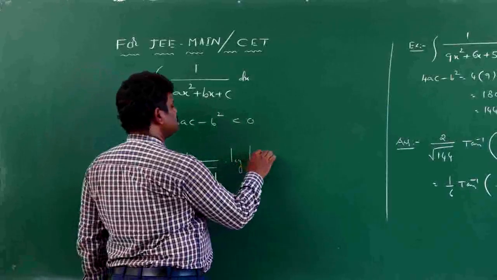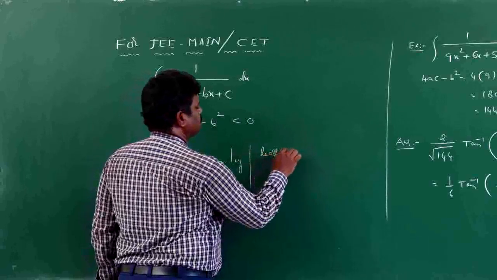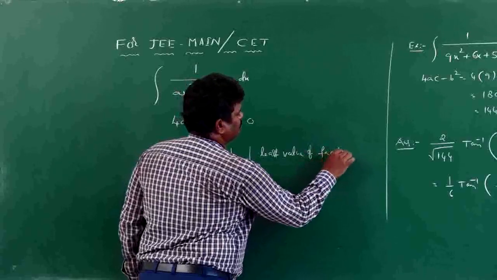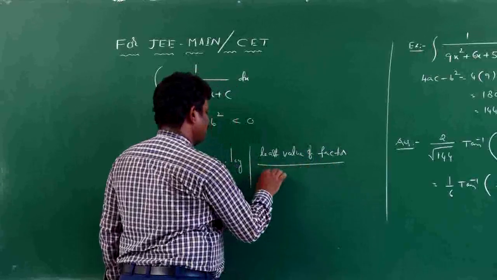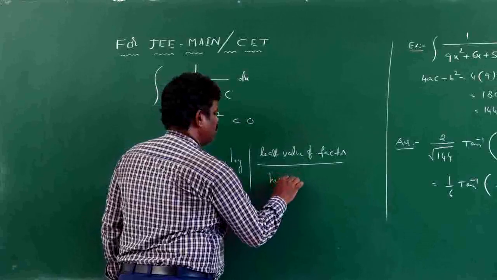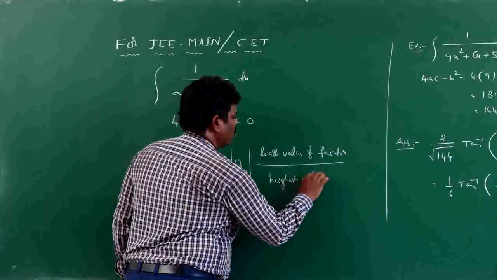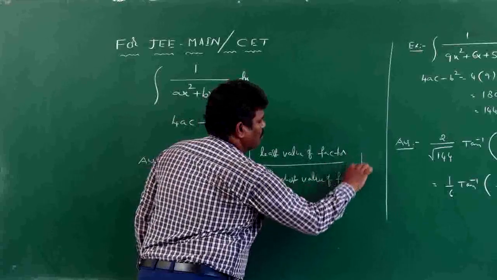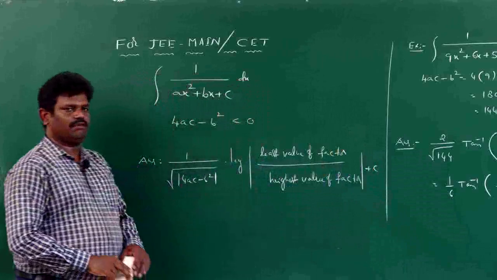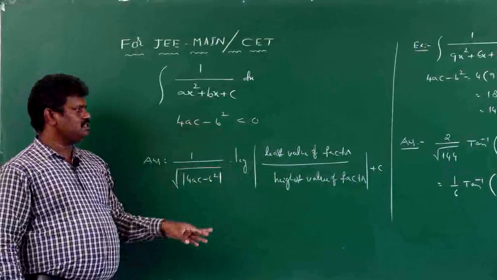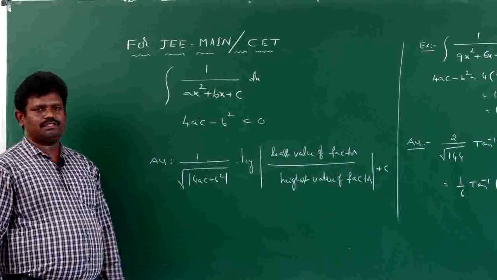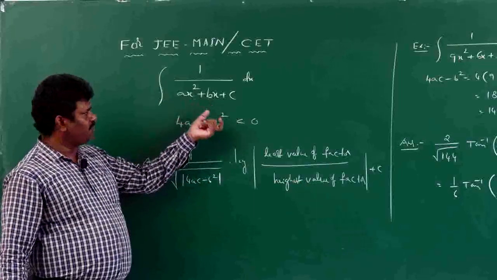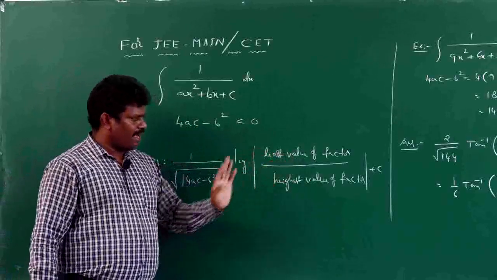the lowest value of factor by the highest value of factor, plus c. When this value is less than 0, we apply this. So 1 by modulus of this value, but what does least value of factor mean? If you reduce it, these are the factors. In those factors, whichever gives the least value, that factor goes at the lowest, and the highest value goes above.